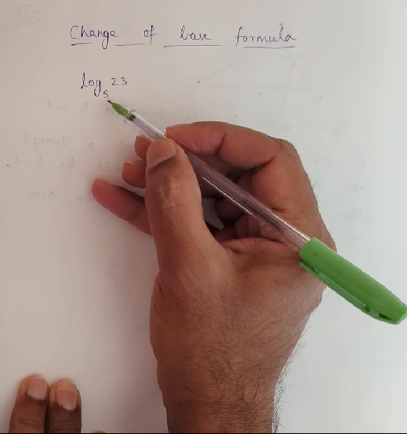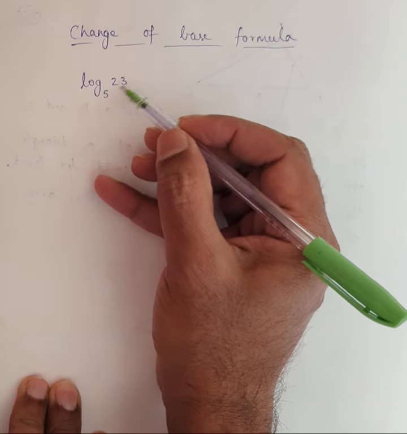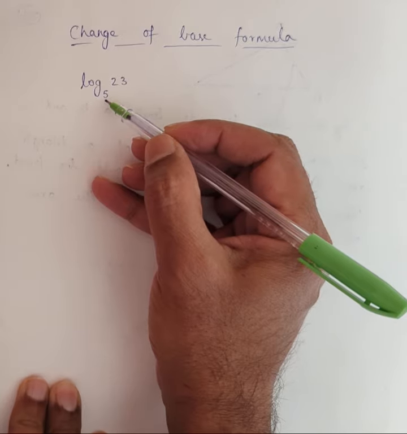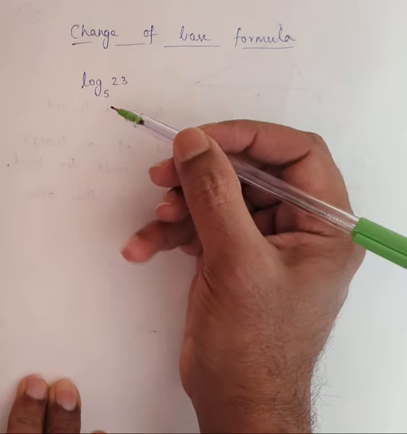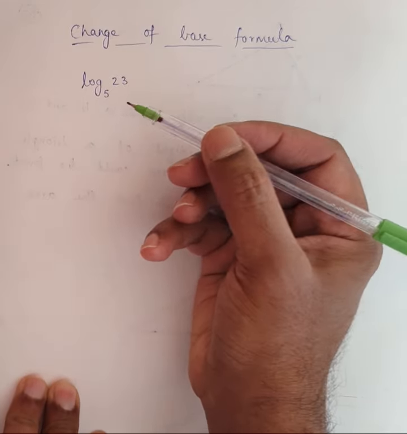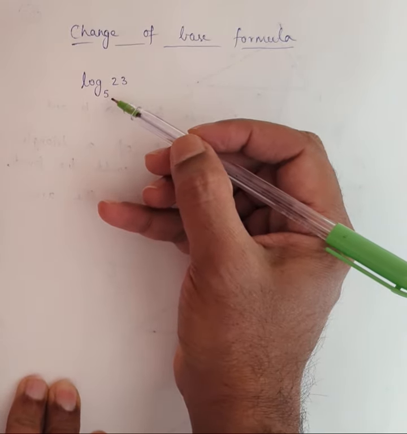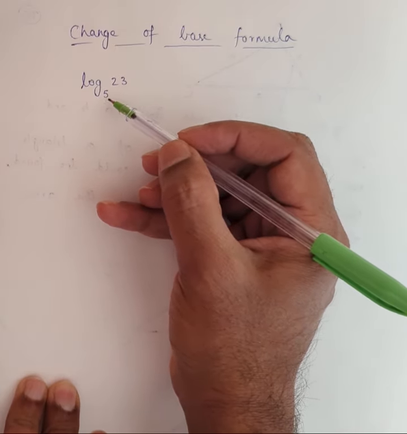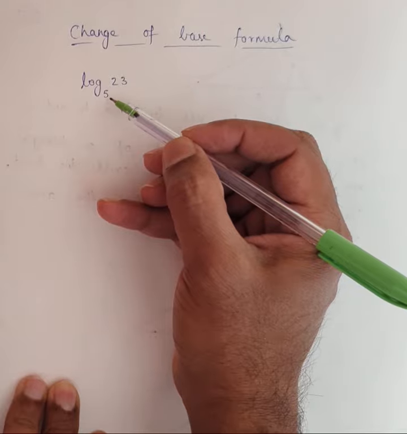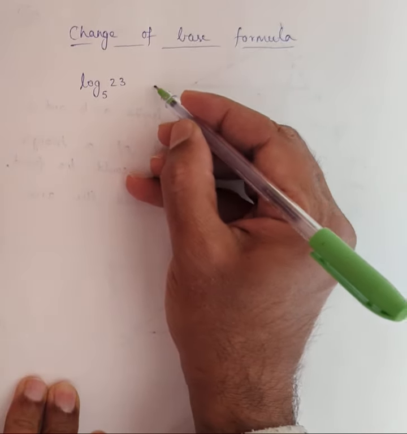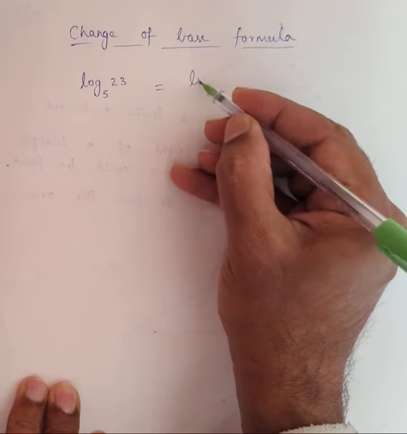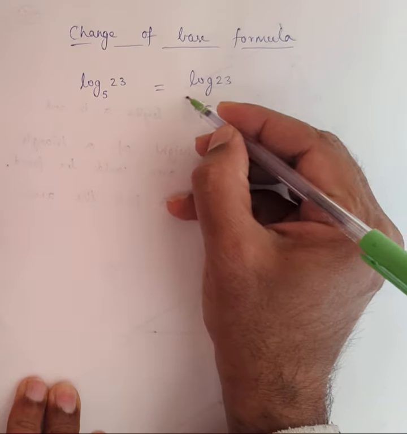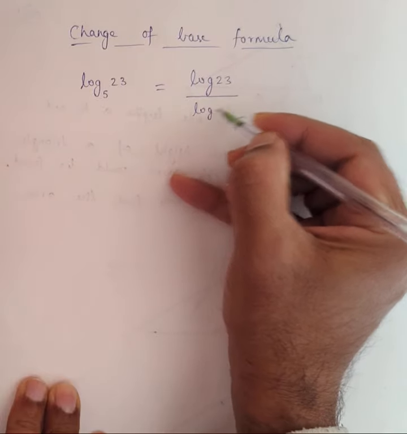Now, we may not know what log base 5 of 23 is because we don't know how to work with base 5. In another video, I talked about two important logarithms, or two important bases, and those are 10 and e, and your calculator can handle those numbers. But 5, it may or may not. So in that case, what you do is you write this as log 23 over log 5.